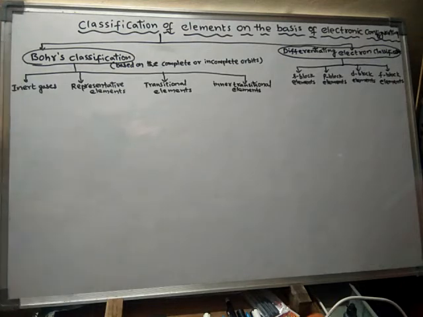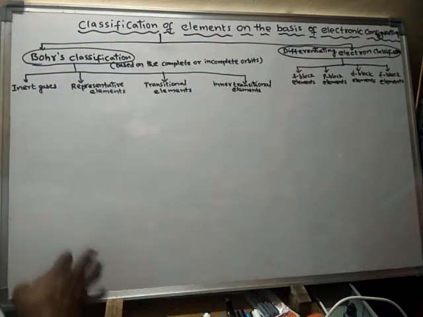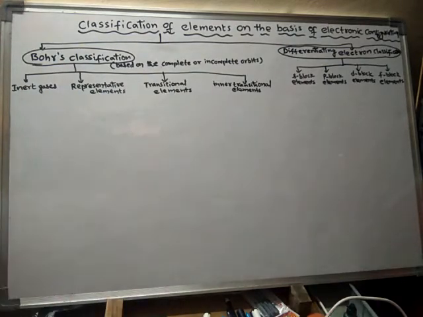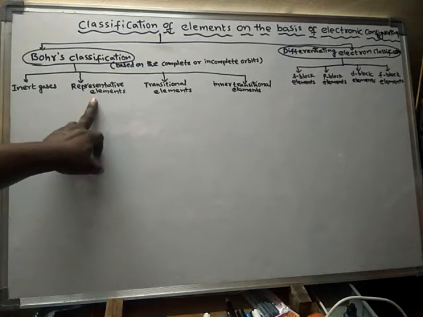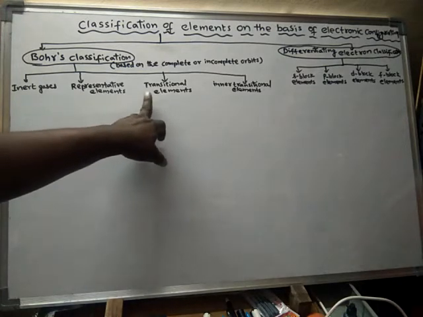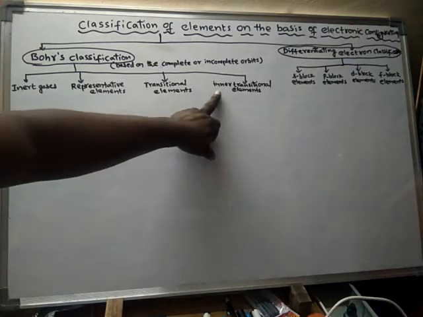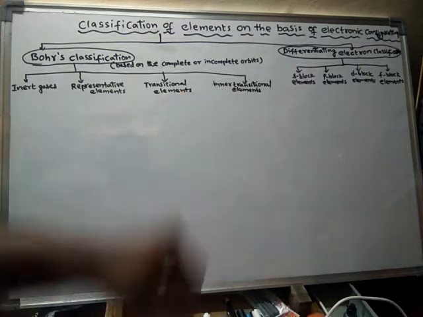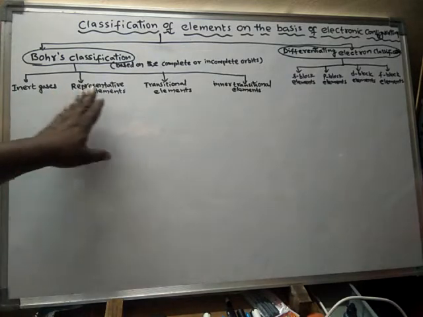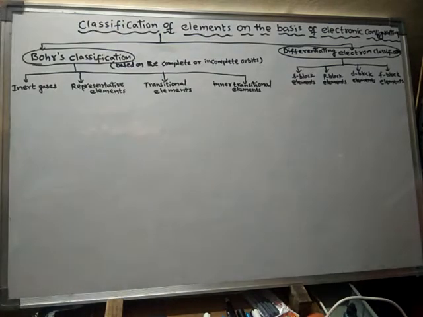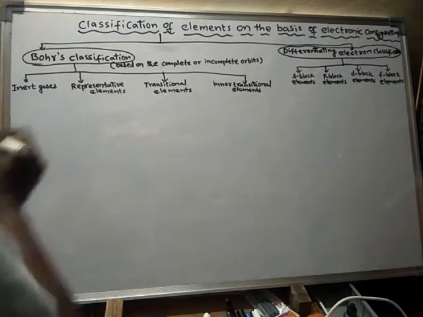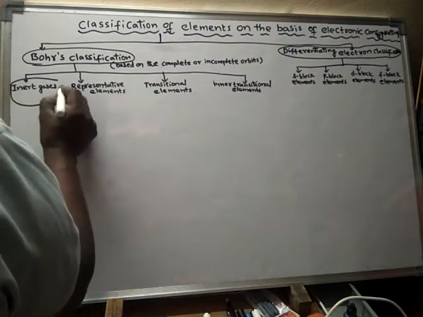Now, according to Bohr's classification, all the elements are divided into four different classes. One type of elements are called inert gases. Another type are called representative elements. Third one is known as transitional elements. Fourth one is known as inner transitional elements. We will learn about all these elements one by one. First we will learn about inert gases. What are inert gases?